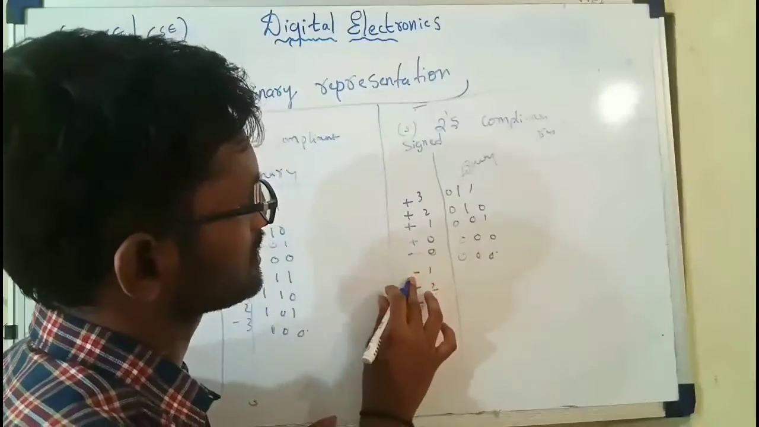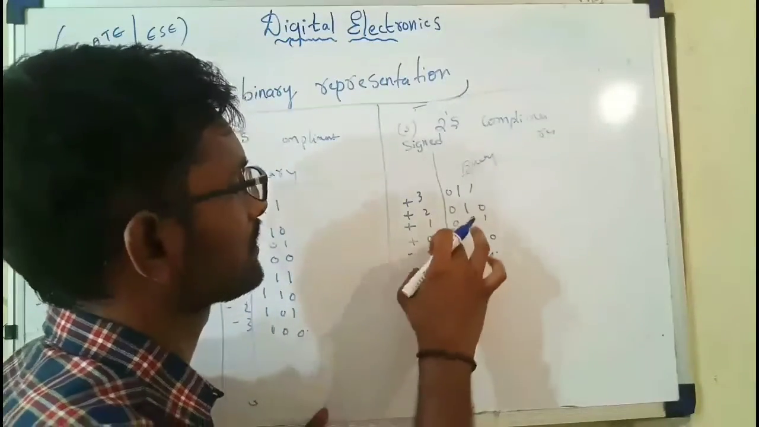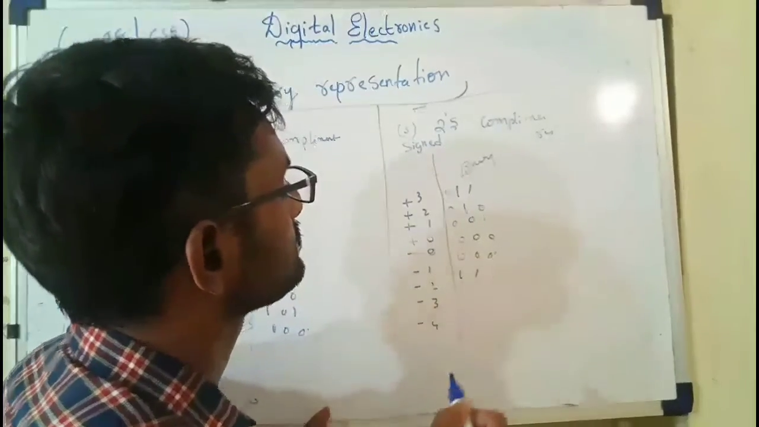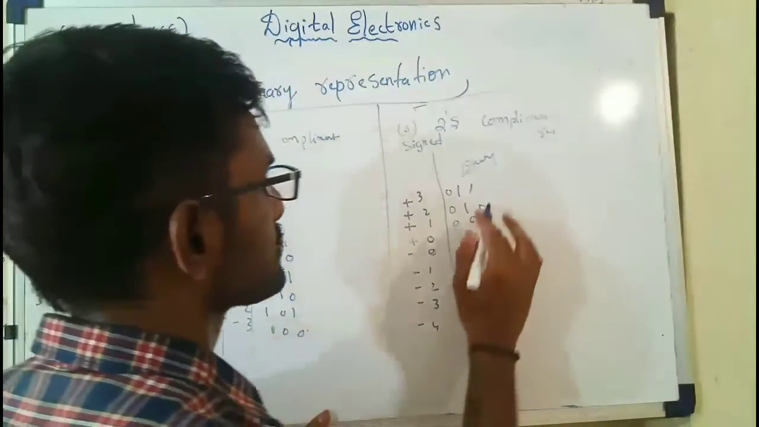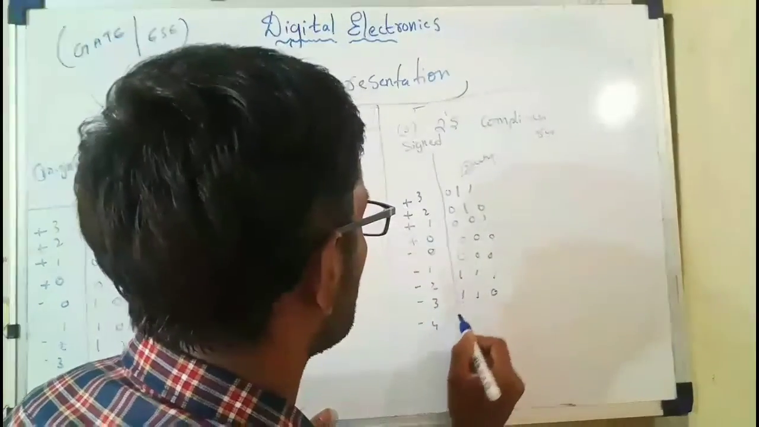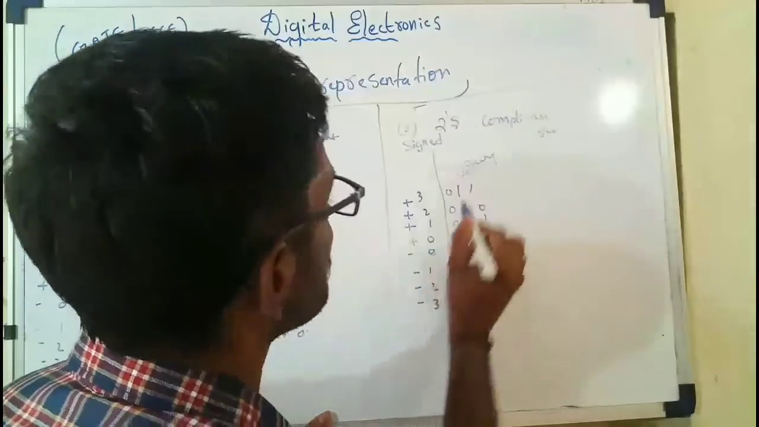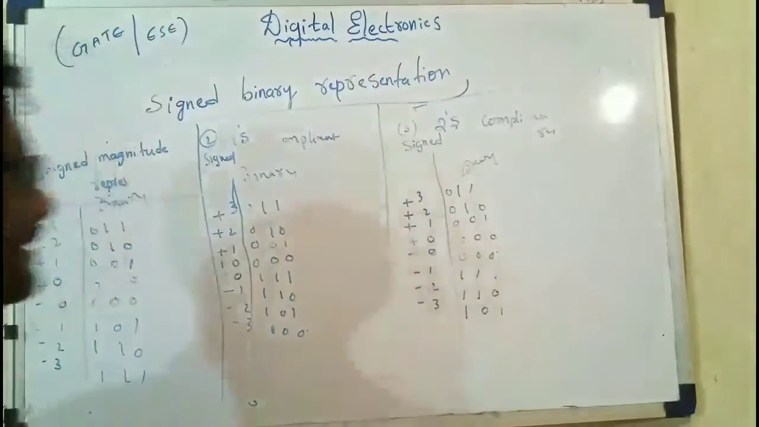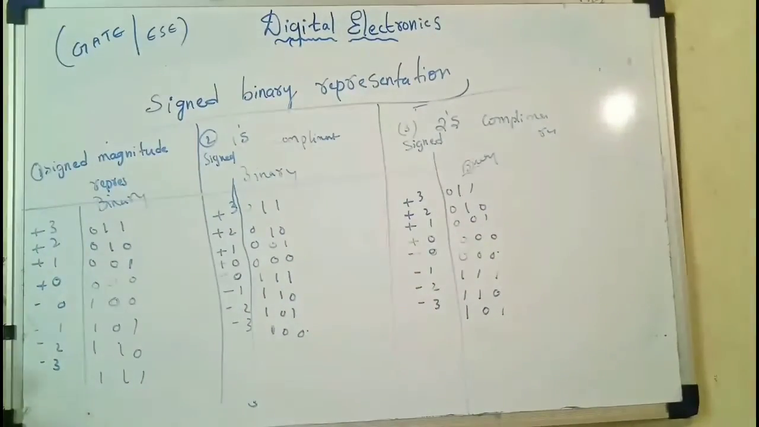The 2's complement representation of minus 1 is nothing but the 2's complement of plus 1. 1, all are ones. Minus 2 in 2's complement is nothing but 0, 1, 1. This is minus 3, 1, 0, 1. This is for 2's complement representation.